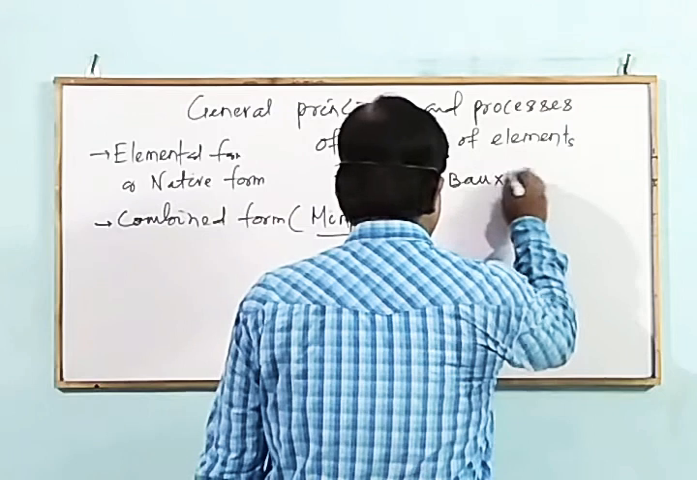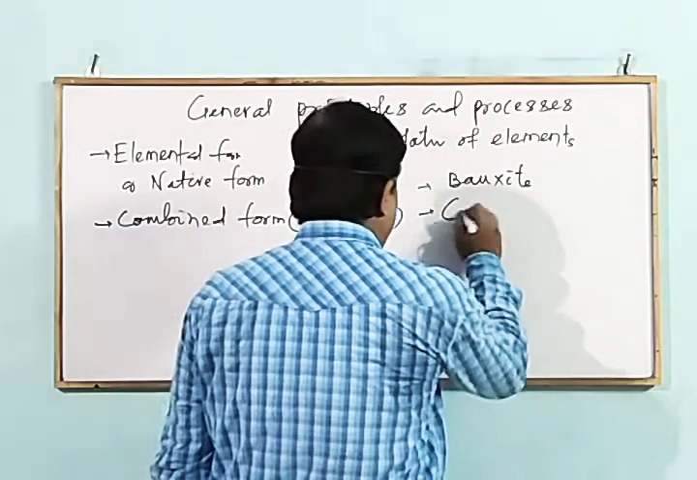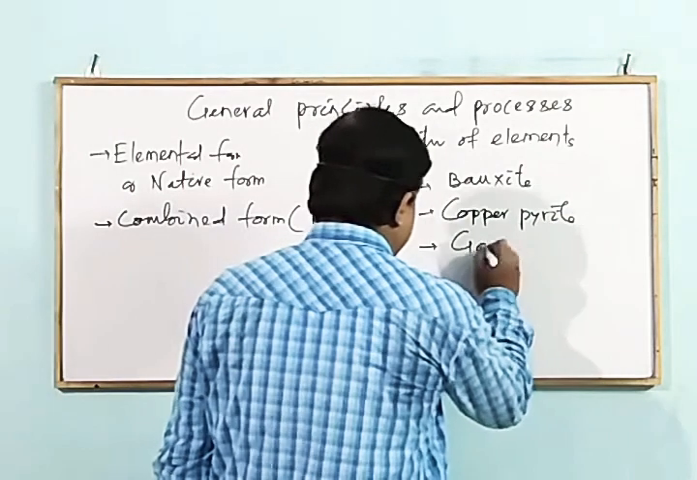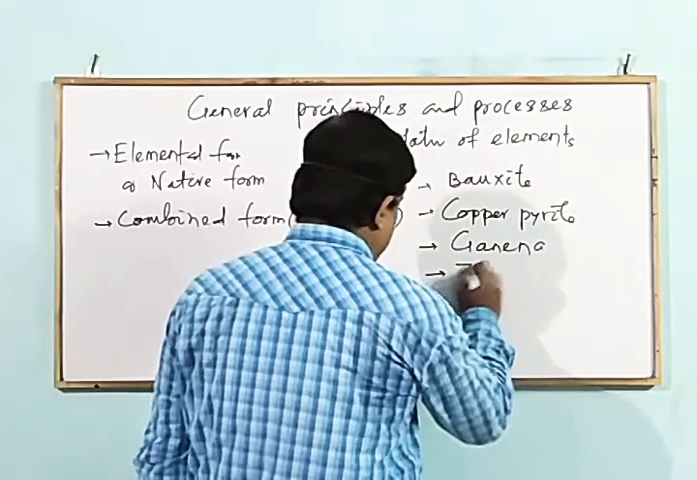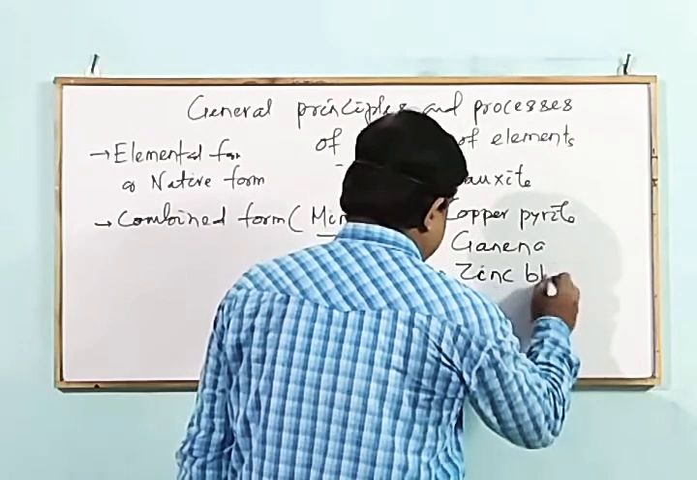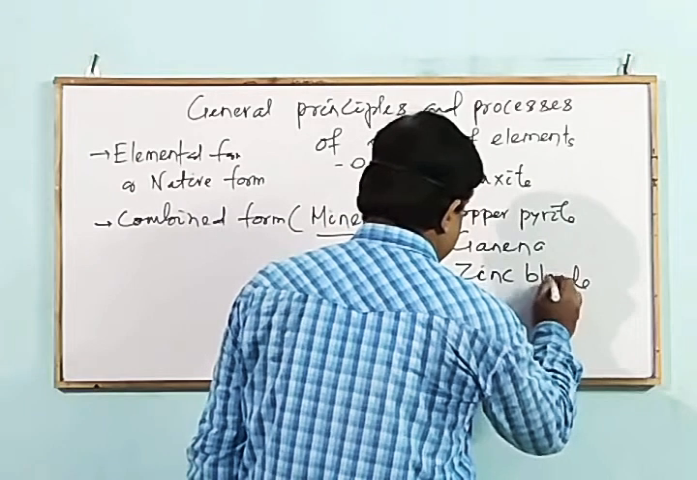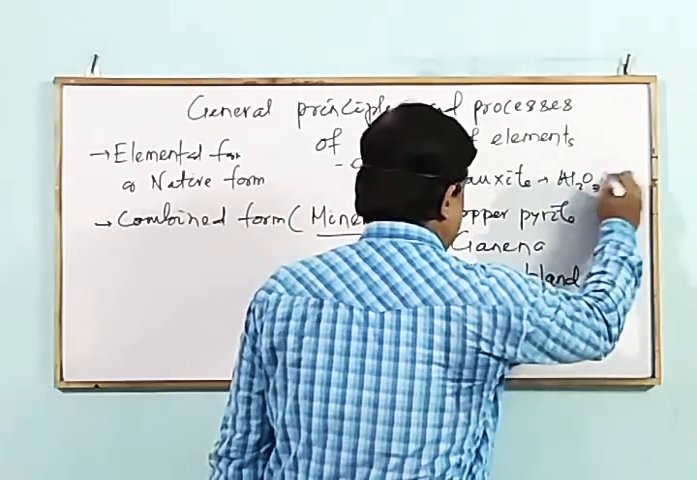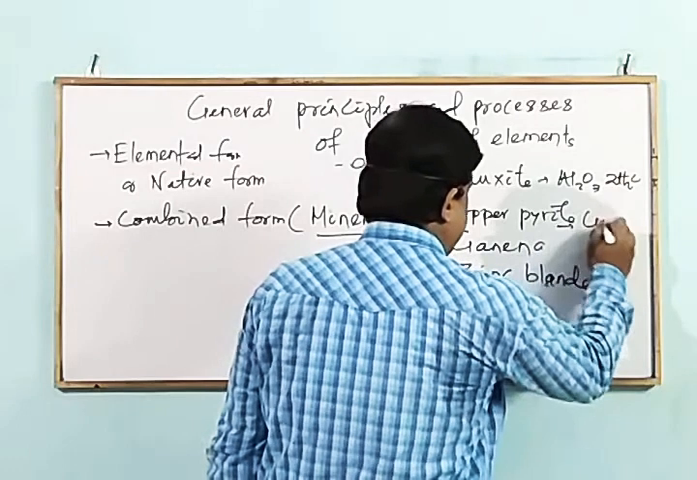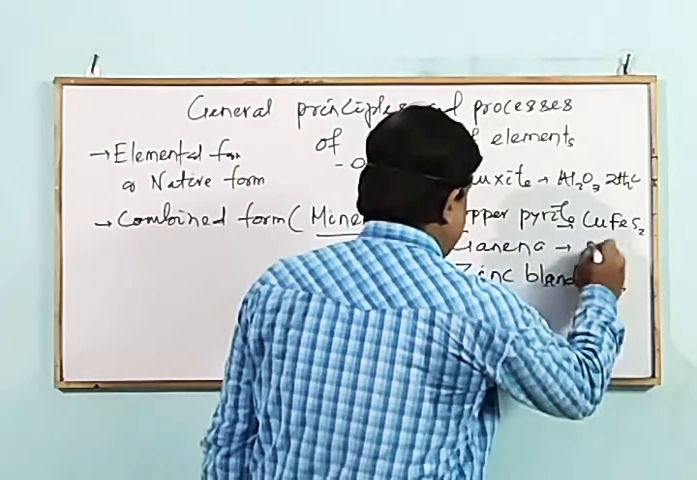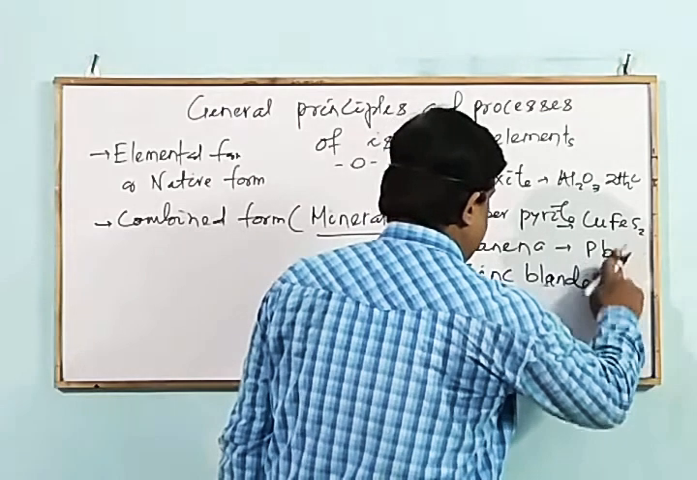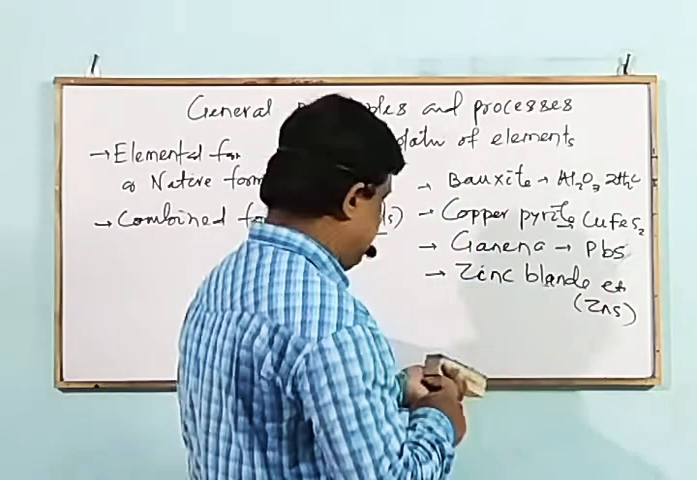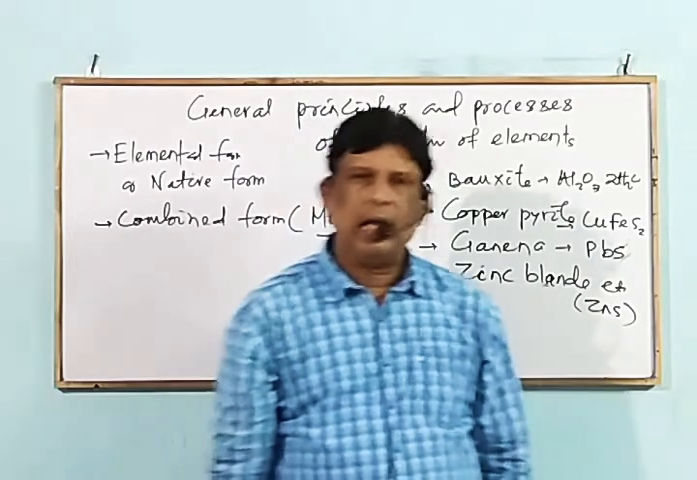For example, mark that: bauxite, copper pyrite, galena, zinc blende, etc. Bauxite is Al2O3.2H2O, copper pyrite is CuFeS2, galena is lead sulfide PbS, and zinc blende is zinc sulfide ZnS. These are some examples of minerals.